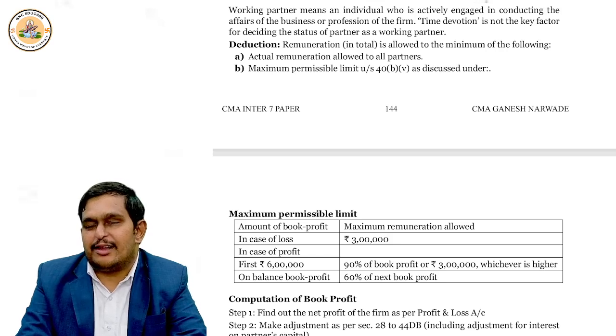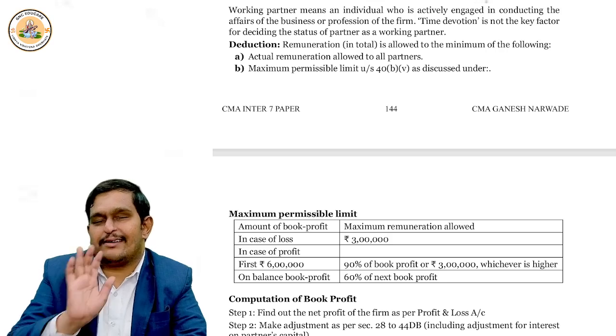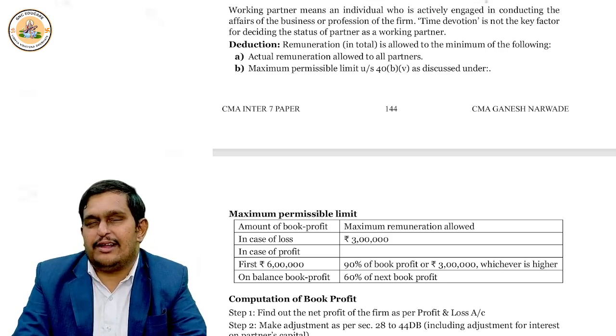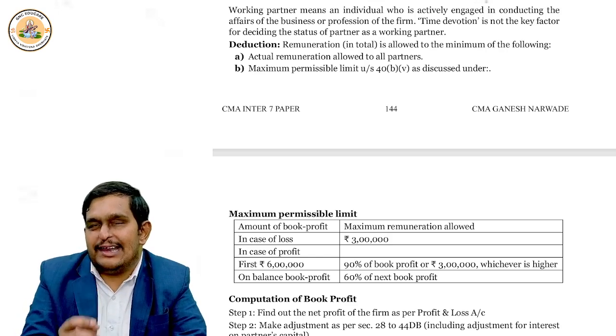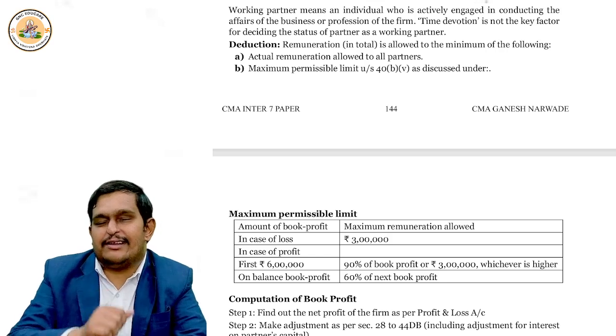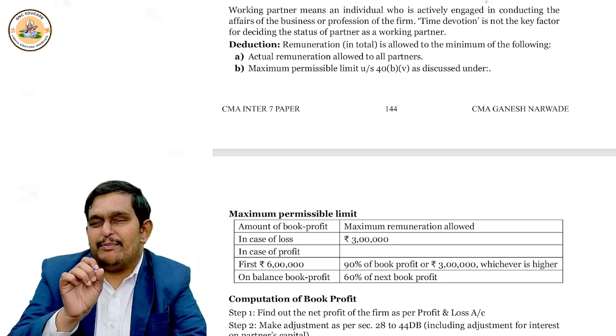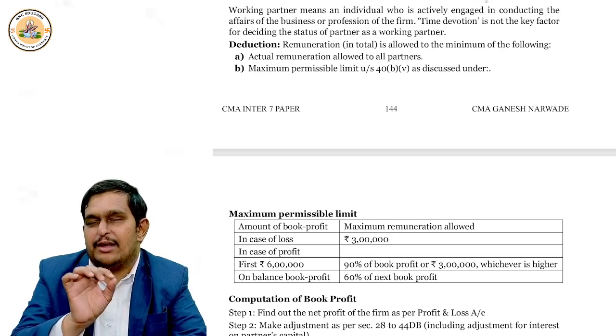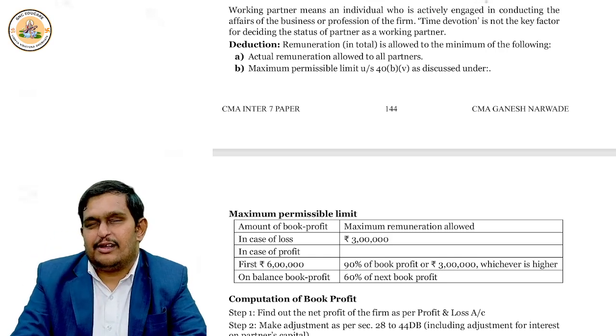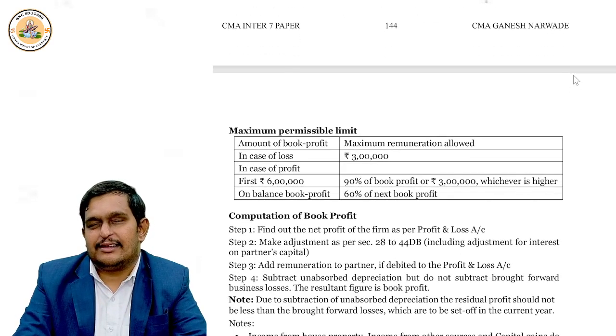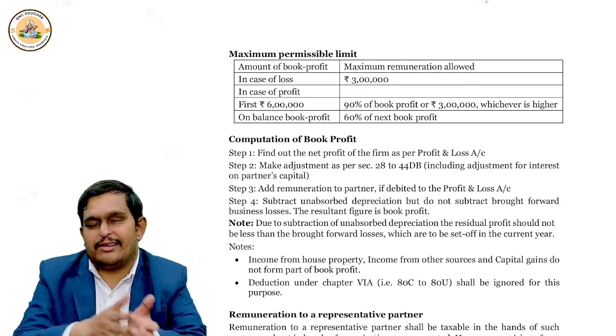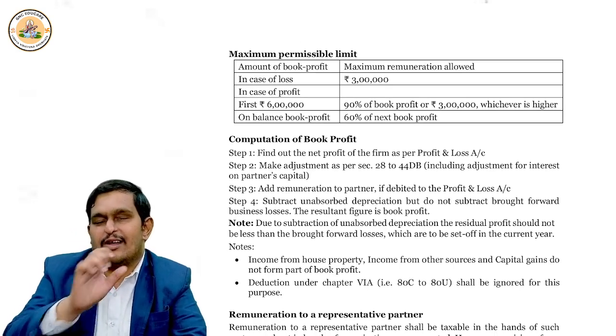Actual remuneration paid to partners, and second, the maximum permissible limit. Out of the two, whichever is lower is allowed as deduction. But where is the actual remuneration given? When you see the P&L account or the adjustments in the question, you will get the salary paid to partners. So that is point number A, actual remuneration. Then what is the maximum permissible limit? That I will tell now. Let's see. Suppose, for example, you got a loss. You do business, that means sometimes you get loss, sometimes you get profit. So suppose you got the loss.